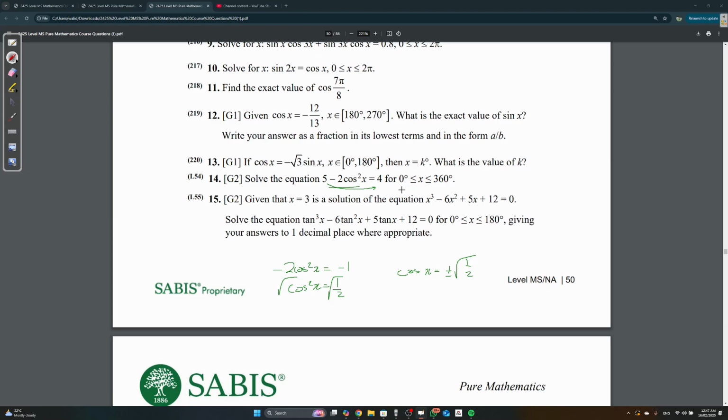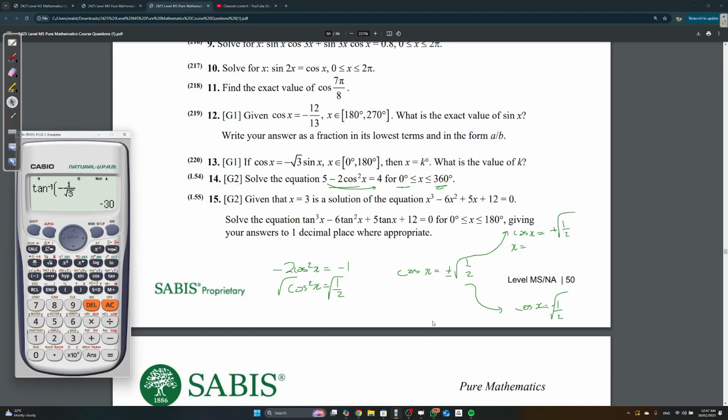Since we're solving in between 0 and 360, what does this mean? You have to consider both cases. You need to consider the positive root, and you need to consider the negative root, negative root 1 over 2. When you consider this, you're going to get the first solution. We should get 4 solutions. Shift cosine of root 1 over 2, 45.